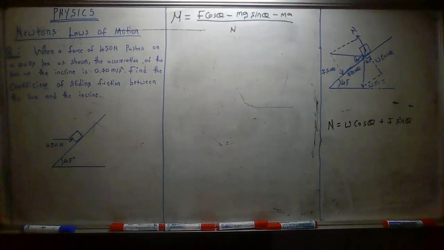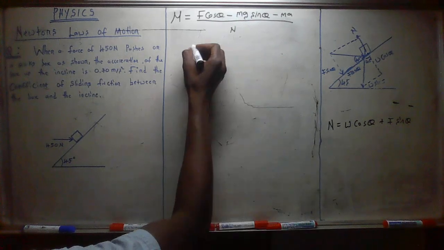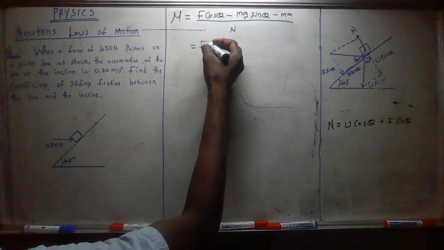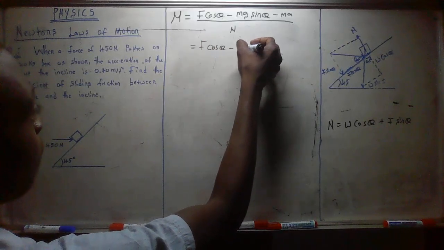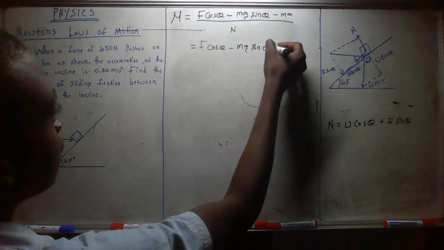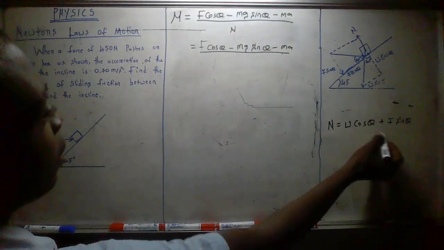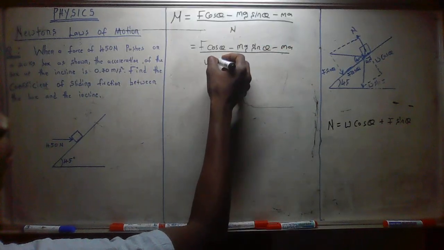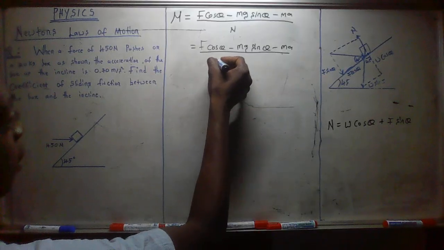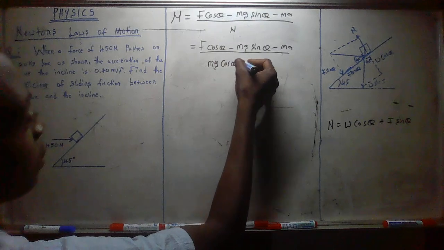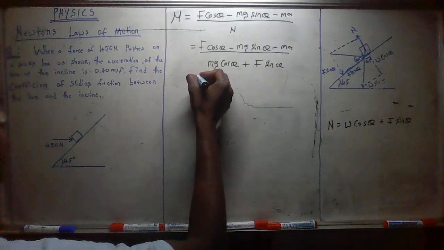Right? So we can replace our normal force. Normal force is equal to that. Okay, cool. You can just do this. F cos theta minus mg sin theta minus ma over, what is our normal? Our normal is this one, W cos theta, but we know W is mg, so we say mg cos theta plus F sin theta. Right.